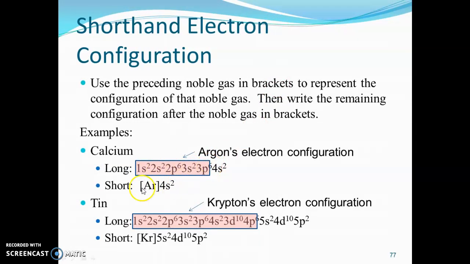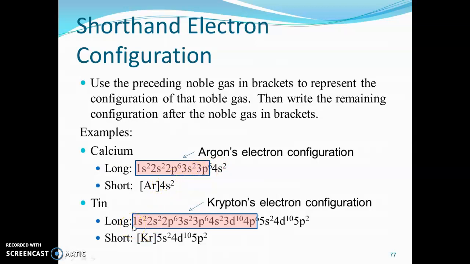And when you do the shorthand, argon has 18 electrons. So putting Ar in brackets takes the place of those first 18 electrons. And then you just write the remaining part of it, the 4s2, outside.